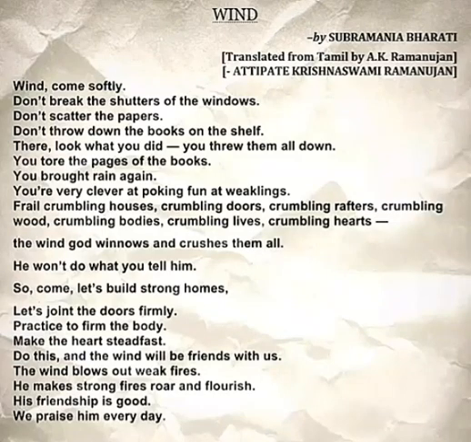So frail means weak. Frail, crumbling houses, crumbling doors, crumbling rafters, crumbling wood, crumbling bodies, crumbling lives, crumbling hearts. Everything is crumbling. That means the poet says that the wind crumbles the houses, doors, rafters, wood, everything. It crushes down everything. Now see the next line. "The wind god winnows and crushes them all."